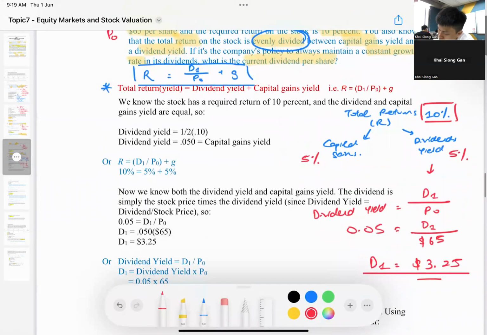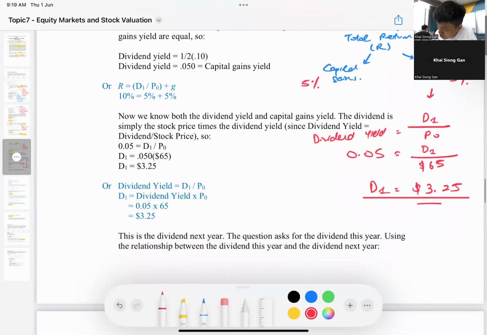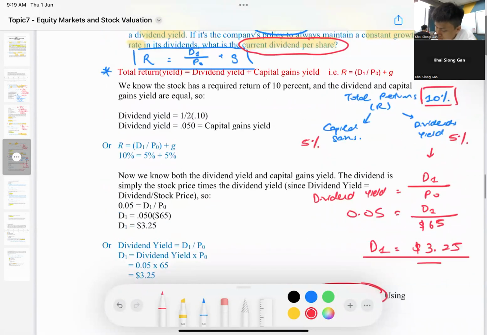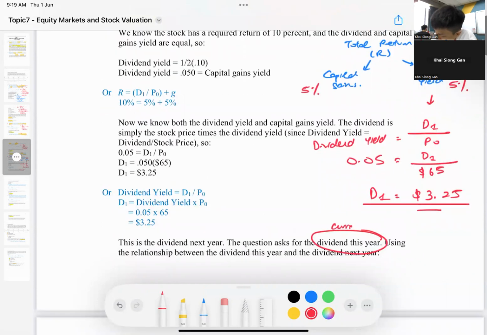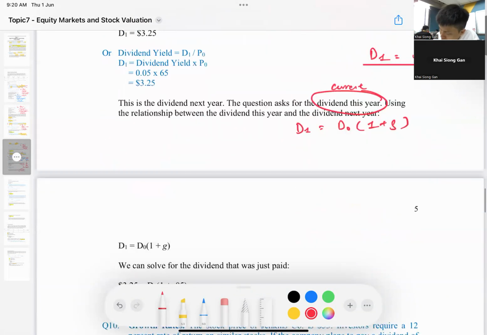Now, this is D1, but I want the current dividend per share. Current dividend means D0. I got D1 and I want to calculate D0. D1 is the dividend for next year, but what I want is the dividend this year, which I call the current dividend. So what is the formula to calculate D1? We use D0 times (1 plus g).